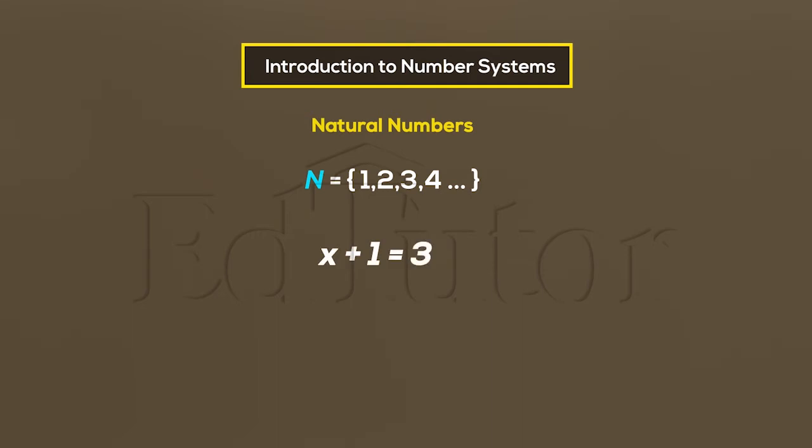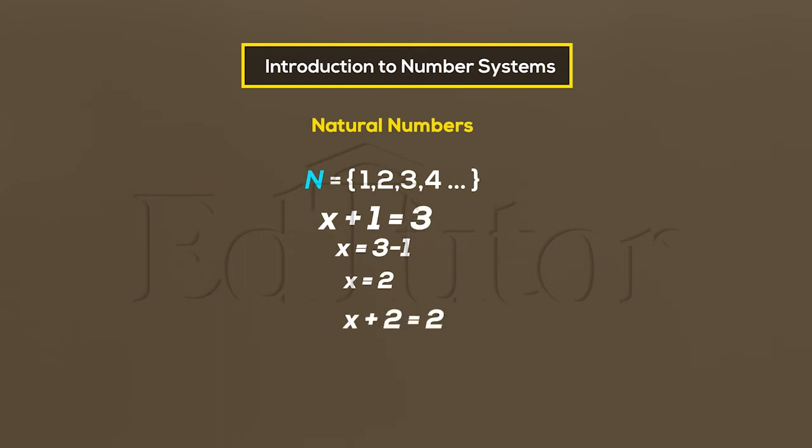Let's try and solve it. Move 1 to the other side and we get x equals 2. In this case, the value of x was a natural number. So, all we needed to represent x was the set N. Would that happen for this equation as well? Let's solve for x to find out.